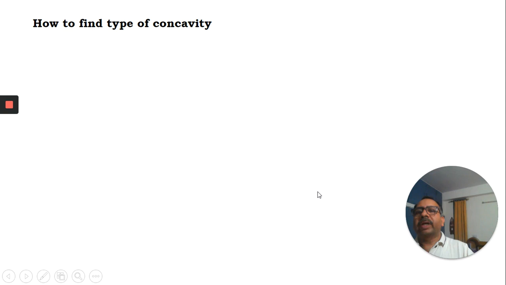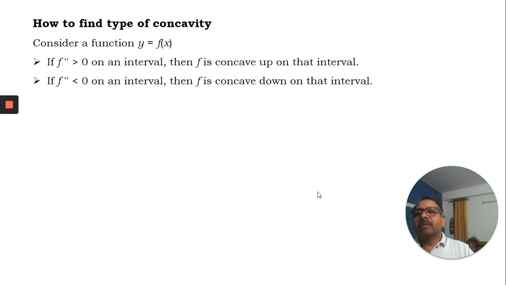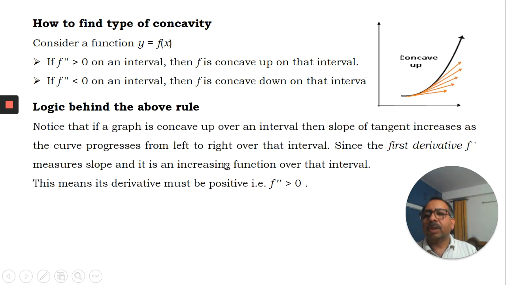Now, how to find the type of concavity? If we have a function y equal to f(x) and find its double derivative, if the double derivative is positive on some interval, then the function is called concave upward, and if the double derivative is less than 0, then it is called concave downward. So let's see what is the logic behind this rule.